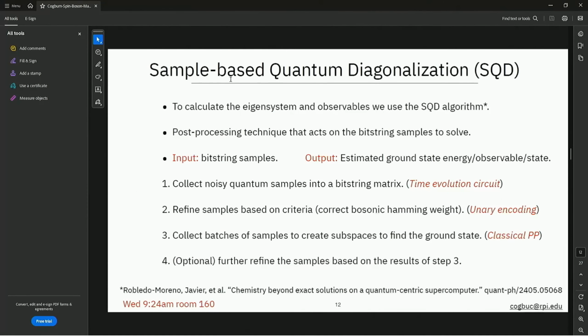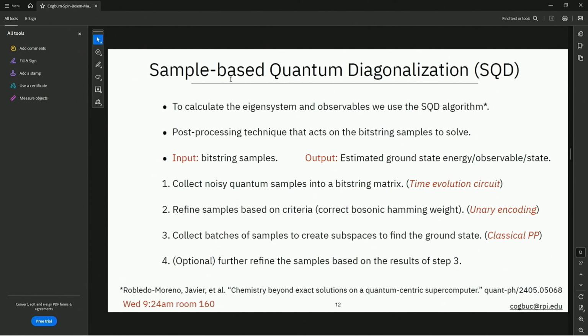Okay, so what's the algorithm we're going to use to calculate ground state observables and the eigensystem here? We're going to use the so-called sample-based quantum diagonalization method. This is a method that was come up with by Javier and some of his other collaborators in this paper down here, and he's going to be giving a talk in this room on Wednesday morning, specifically on this algorithm, in detail. But I'm going to try to go through it a little bit on this slide.